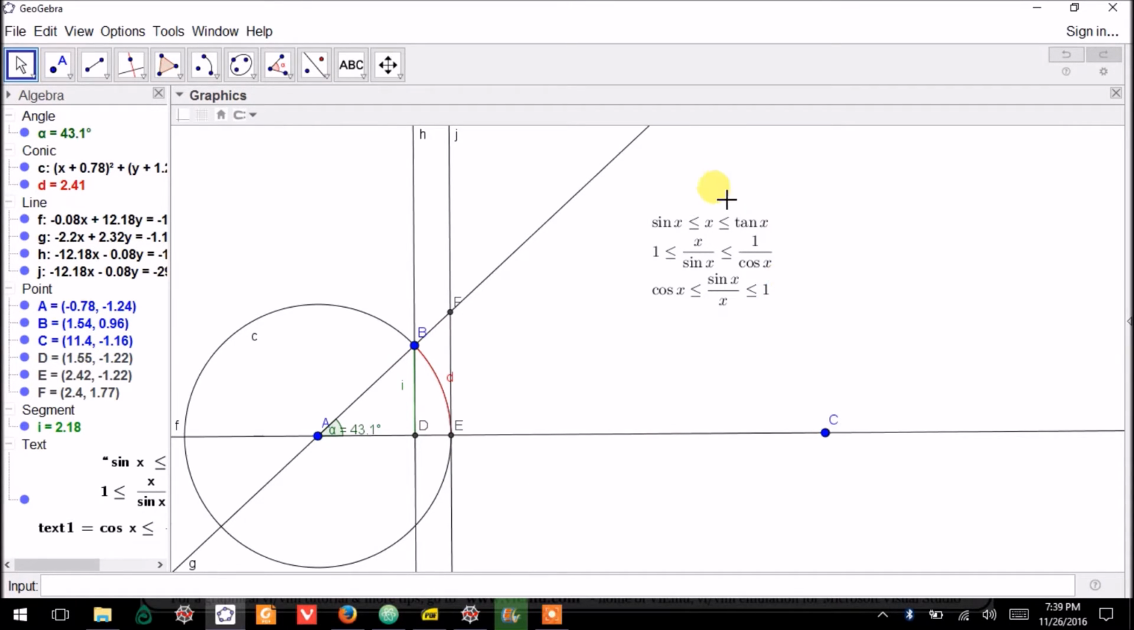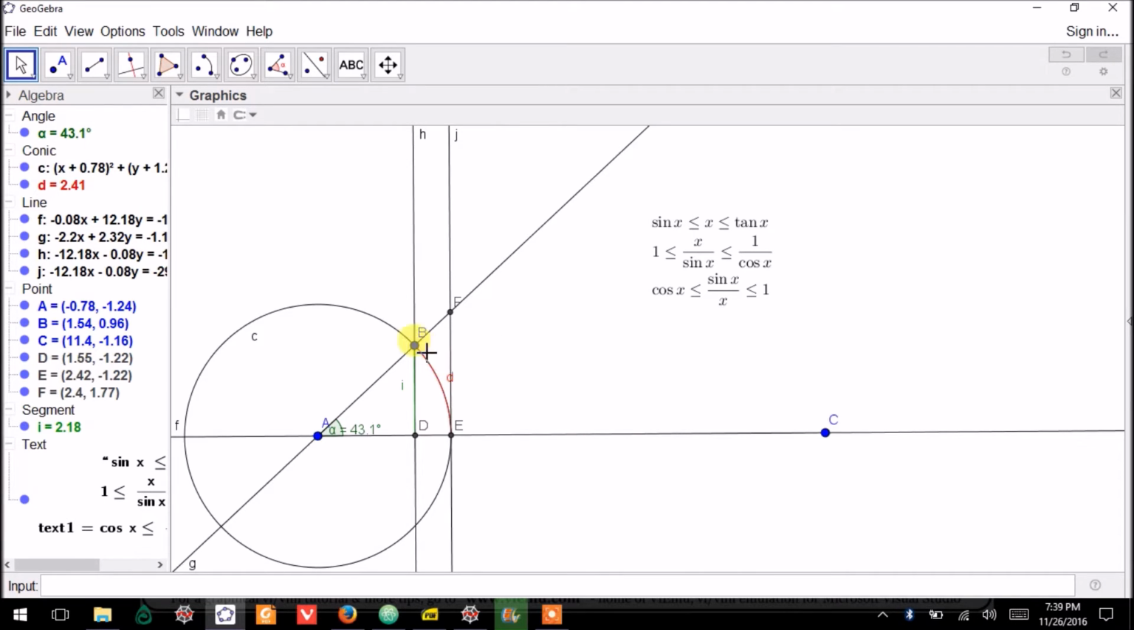Now, I also want to convince you that x is less than or equal to tan x, and tan x in this problem is the length of the segment from E to F. How do I know? Well, if I look at this triangle AEF, I know that tangent is opposite over adjacent, and adjacent is equal to 1 because it's a unit circle. So the tangent of the angle is E to F.